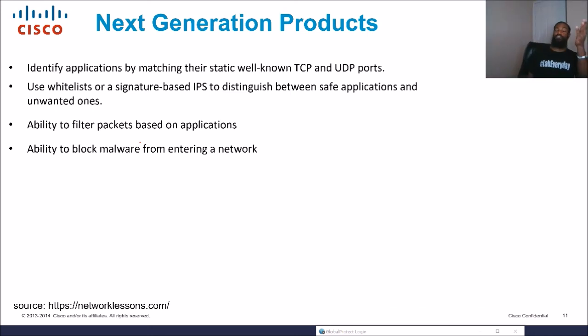So that's what next generation products do. We have traditional firewalls that can check source and destination IP. We have our inside and outside interfaces and stuff like that. But a next generation firewall will get deeper than that. It'll do a deep packet inspection. That's what next generation products do.